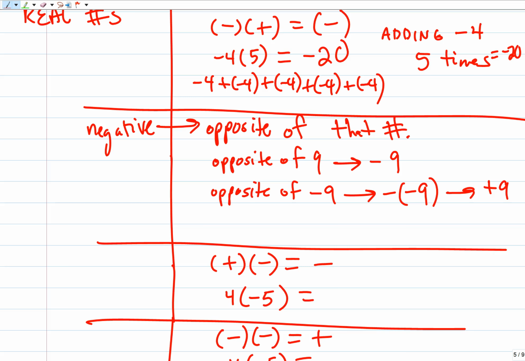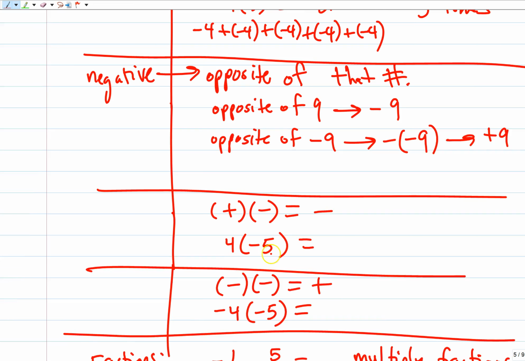When I multiply a positive and a negative, the result is always what? 4 times -5. 4 times 5 is 20. There is one negative, which makes the answer negative. When there's one negative, 4 times -5, one negative makes our answer negative.